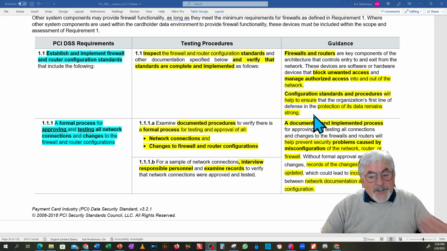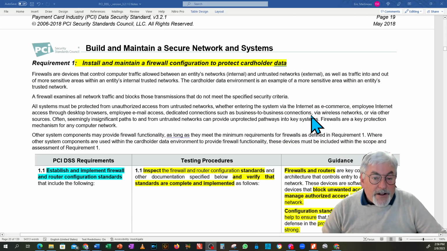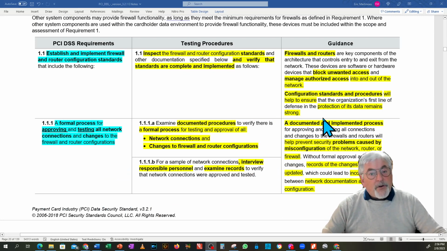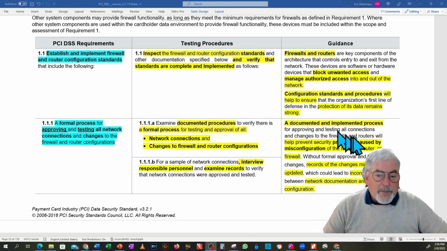So configuration standards and procedures will help to ensure that the organization's first line of defense in the protection of its data remains strong. And they call it the first line of defense because, quite frankly, your firewalls are the first line of defense for a human being trying to get in or software trying to get in, okay?